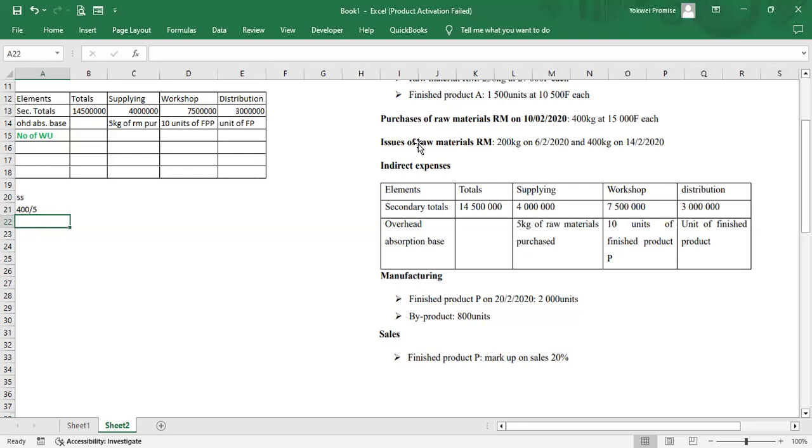Understand, right? Yes, sir. Issues is consumption, when they were removing the raw materials to use or sell. Meaning they were leaving. Purchases is when they purchase and it enters. That's the difference, please take note of that. So what's 400 divided by 5?